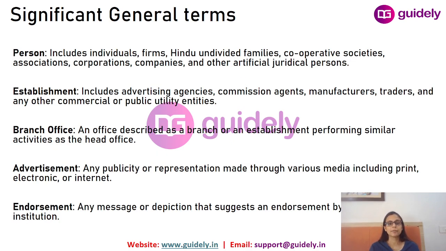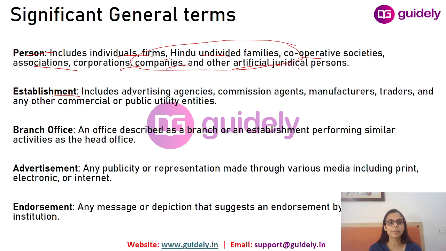Like all the acts, there are few terms or the terminology that is given for each particular definition. So, what does this word mean when it is referred to in the act? First, person. Who is a person as per a Consumer Protection Act? Person includes individual, firms, HUFs, cooperative societies, associations, corporation, companies, and other judicial persons. All these are included in the definition of person.